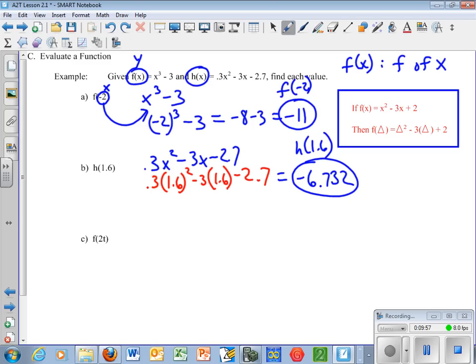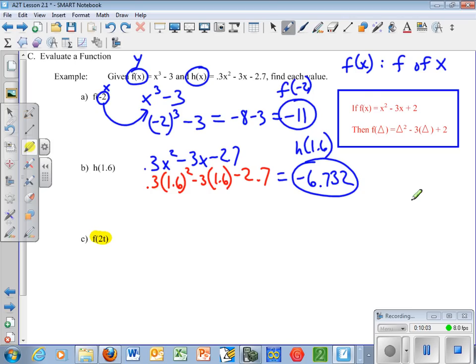Now, for those first two, we were just plugging in a number. Notice what's different about this one. Right here. We're doing f of 2t. Now I'm plugging in not just a 2, a 2t. So every place in f of x. So here's f of x. Let's write it down. x cubed minus 3. So now I want to do f of 2t. That means I want to plug 2t in every place I see an x in the function.